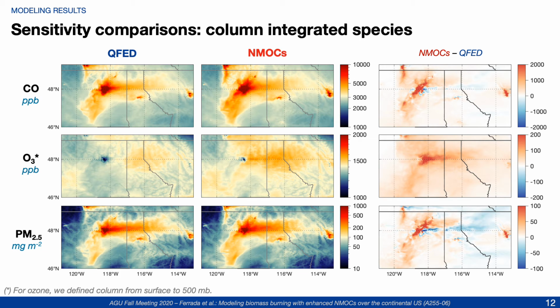Here you see the same 3 species as in the slide before, but now you see their column integrated values, which show that the increasing concentration of hydrocarbons is not only visible at the surface, but throughout the whole troposphere. It is important to note that for ozone here, we show only values from the surface up to 500 millibars to avoid accounting for stratospheric ozone.